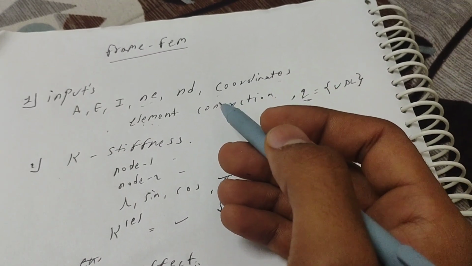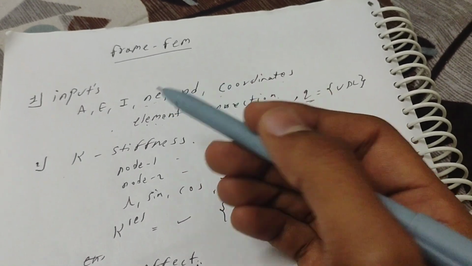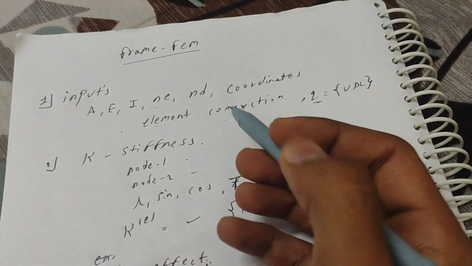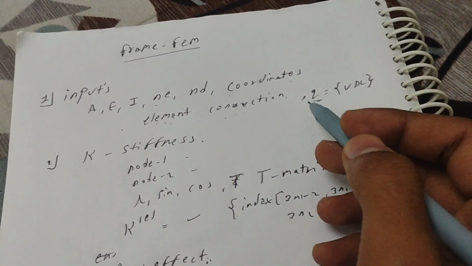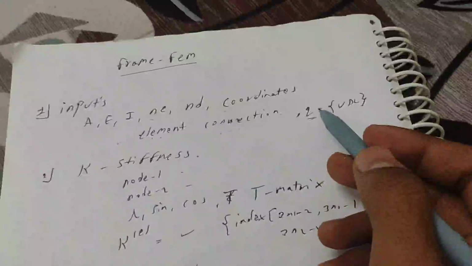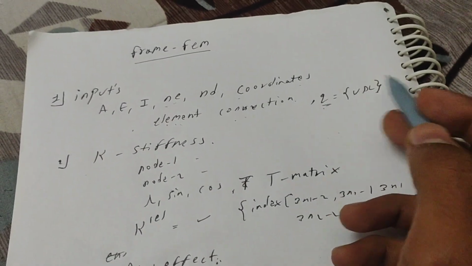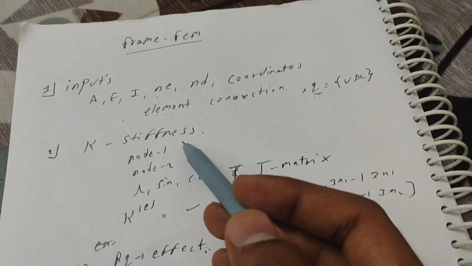But as these are frame problems, there may be some problems where it may be complex, so here we have to define the element connections. And as this is a frame problem, it can also have a UDL, so we have to give this Q also. After getting these inputs, we will start making the stiffness matrix.